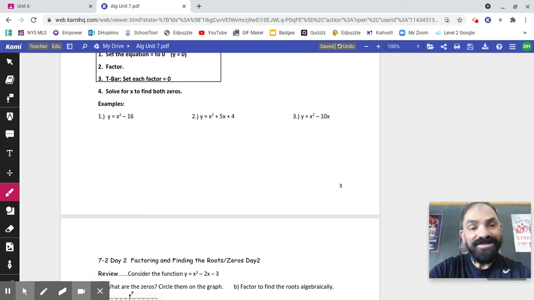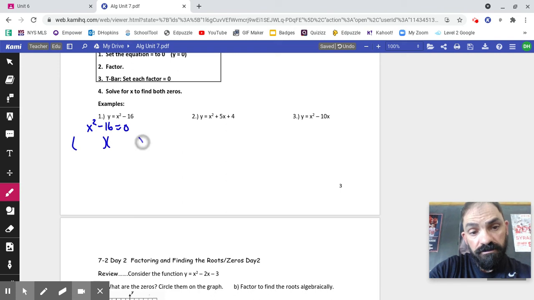So here we are. Step 1 was set the equation equal to 0. So I have x squared minus 16 equals 0. There's no GCF. Step 2 says to factor it. So we have x times x is x squared. Factors of 16 that add to get 0 because there's no middle term is +4 and -4.